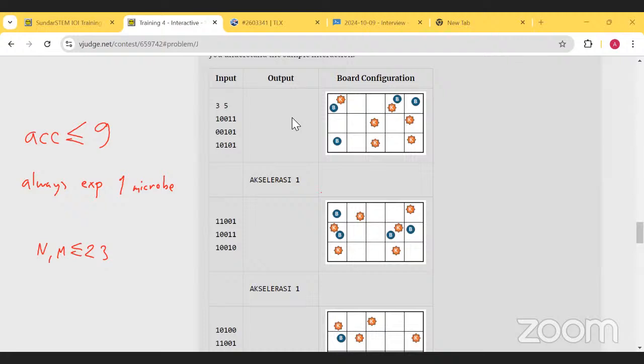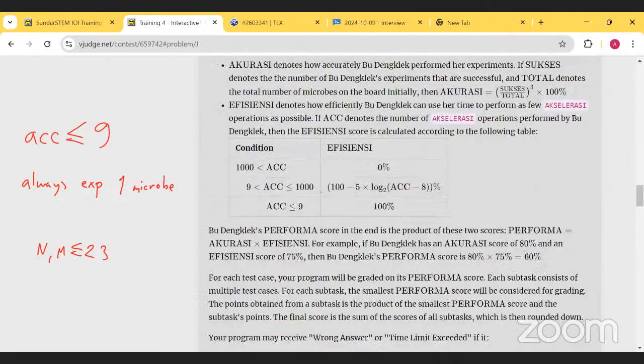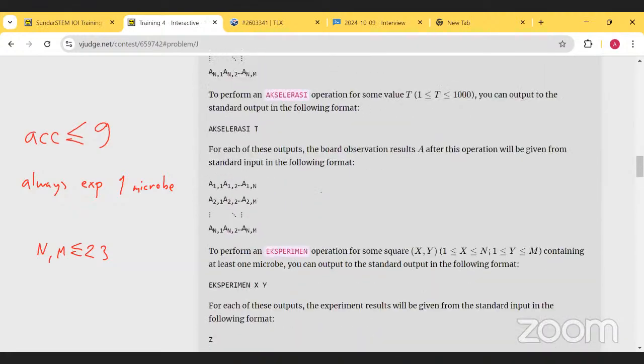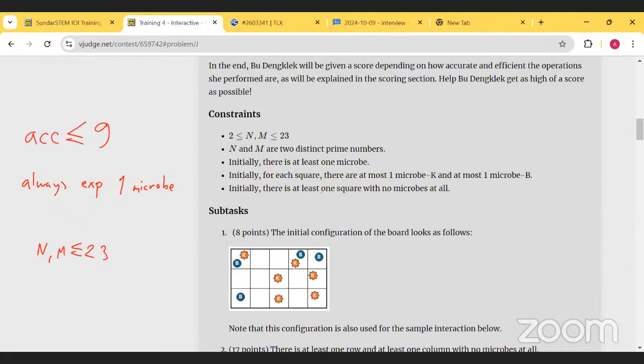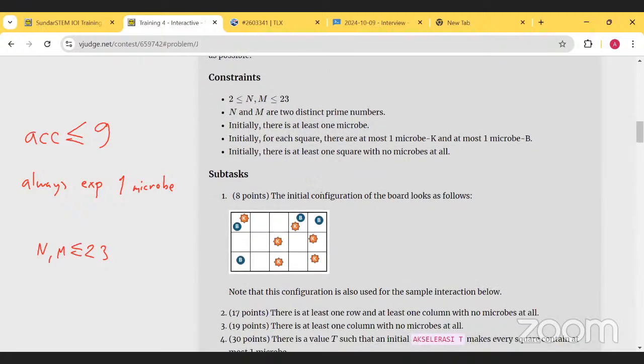Here, we will use this constraint. We will utilize this constraint because there is at least one square with no microbes at all initially.